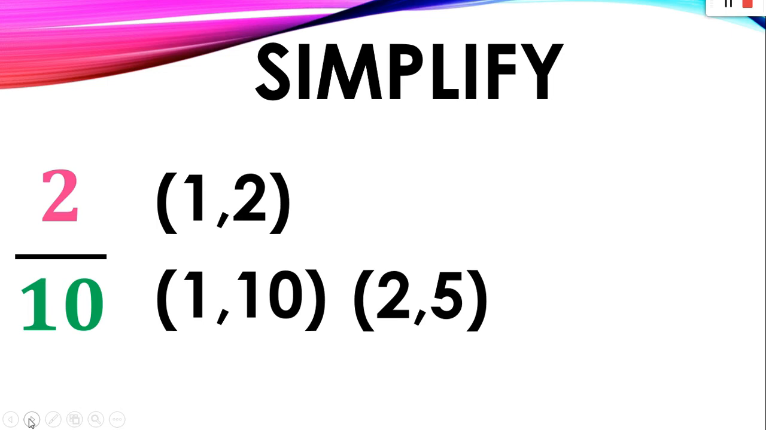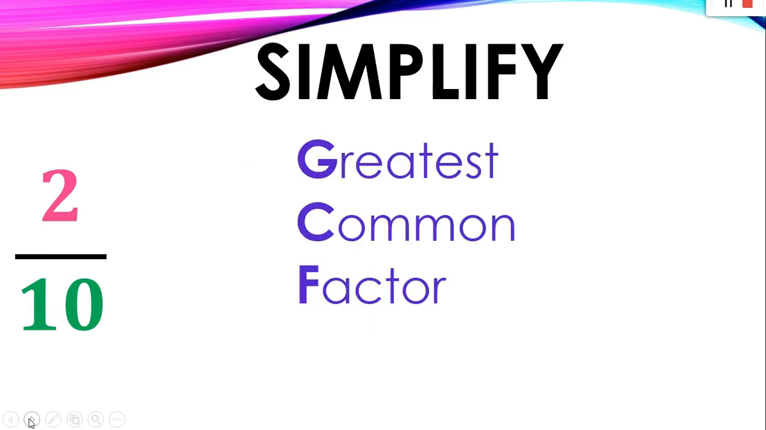Now the next step is to circle the common factors. Those are 1 and 2. Now which do you think is the greatest common factor? Yes, the greatest common factor is 2.